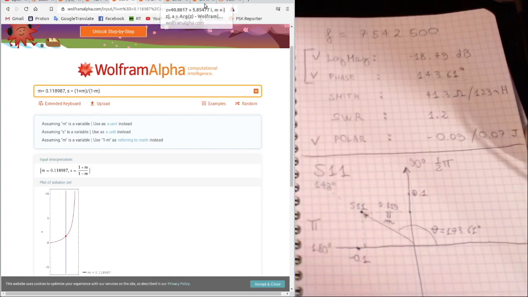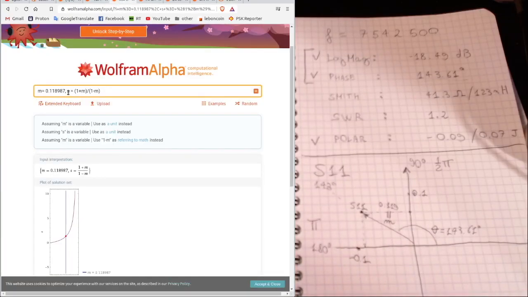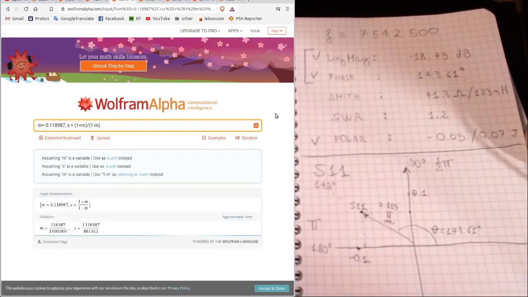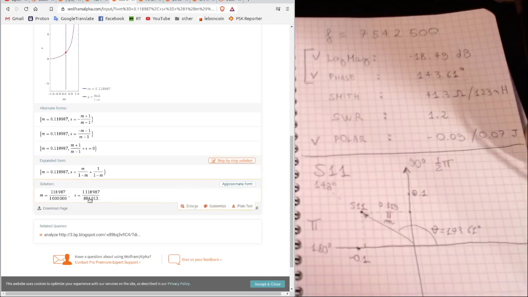And the way to compute this is there is an equation here. You can find it in many places. Gamma here is the letter used where I used m. So if you set up that calculation, m we already calculated, and I'm calling s this SWR. I run the calculation, and I'm obtaining the value. As you can see, Wolfram Alpha is calculating an exact value, as a fraction.